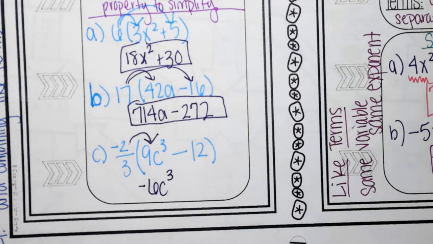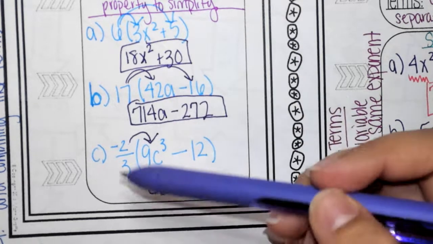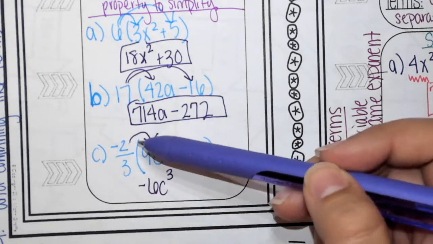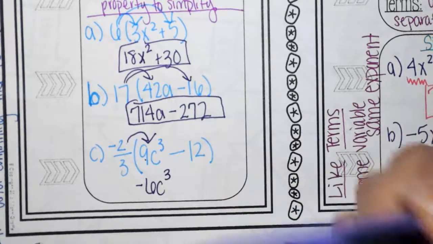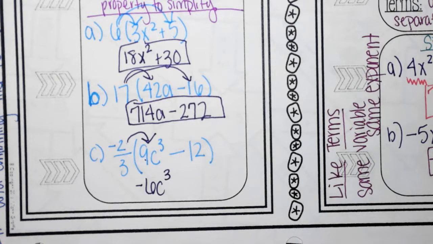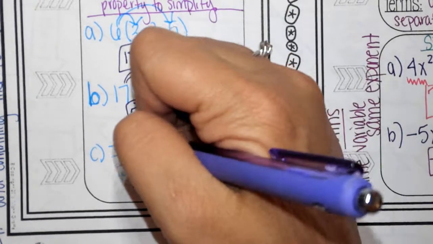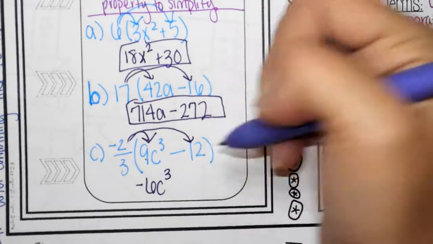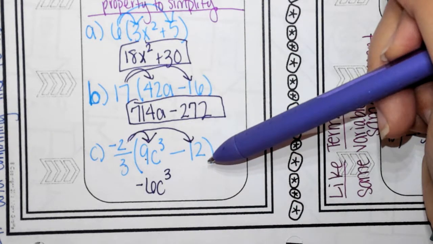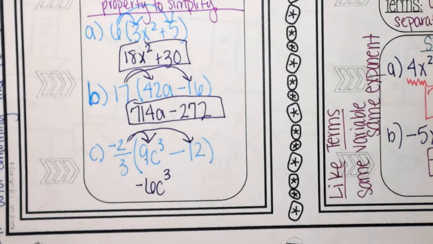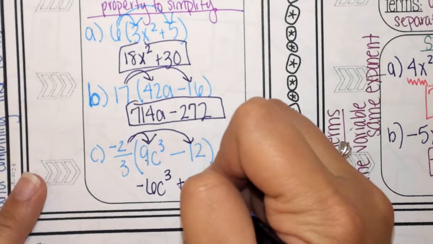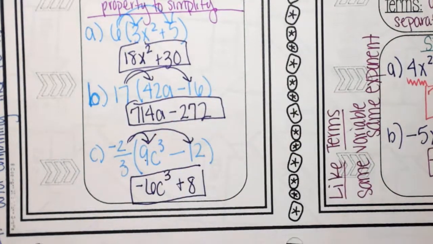Does everyone see where we got the negative 6 from? Do we need to do it one more time? Okay, cool. So, it's a fraction, which means we divide. 3 goes into 9 3 times. 3 times negative 2 is negative 6. That's it. Now we distribute it to the negative 12. 3 goes into negative 12 how many times? Negative 4 times. And negative 4 times negative 2 is? Positive 8. So that becomes a plus 8. We're done.